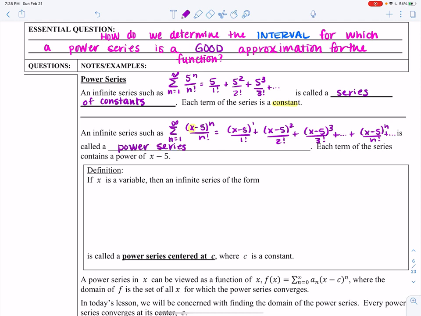And this particular power series would be centered at x equals 5. Why? Because every single one has a minus 5, minus 5, minus 5. Making connections to transformations, that means it's been shifted to the right 5. So every term contains a power of x minus 5.